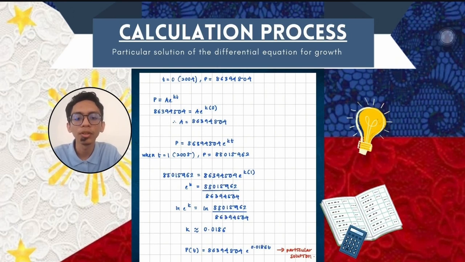Using the data point for t = 1, the year 2005, we set up the equation 88,015,962 = 86,394,504 e^(k·1). By dividing the populations and taking the natural logarithm of both sides to isolate k, we get an approximate value of 0.0186. This gives us our finalized mathematical model P(t) = 86,394,504 e^(0.0186t).